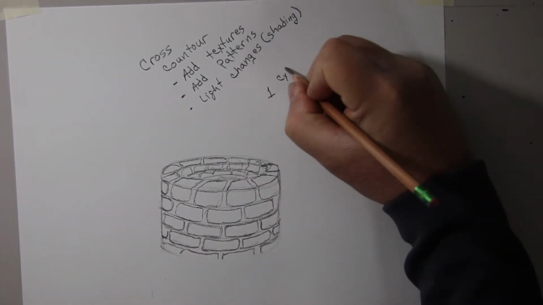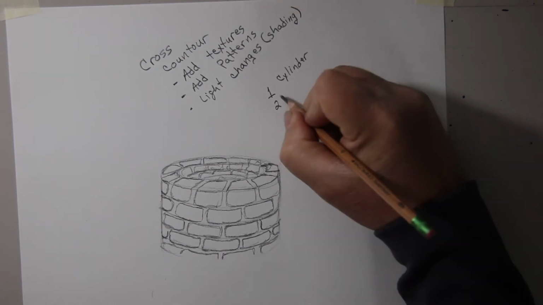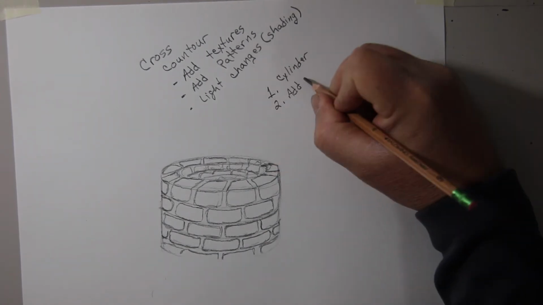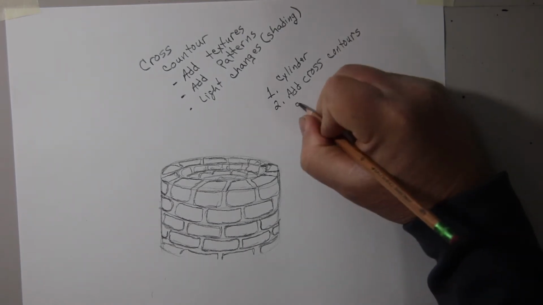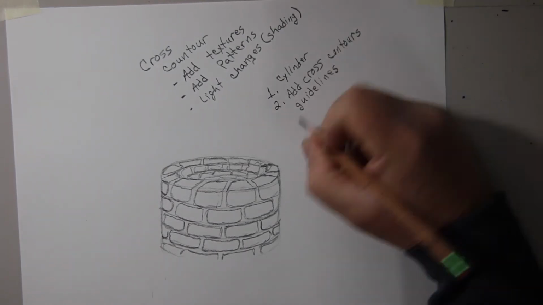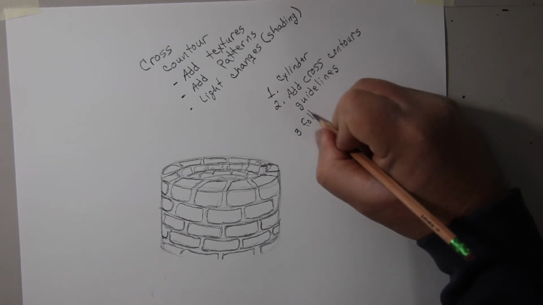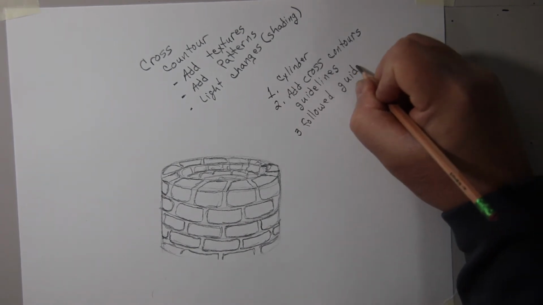So what I did here was one, I drew the cylinder. Two, I used cross contours to put in my three-dimensional guidelines. And three, I used my guidelines to draw in my brick pattern.